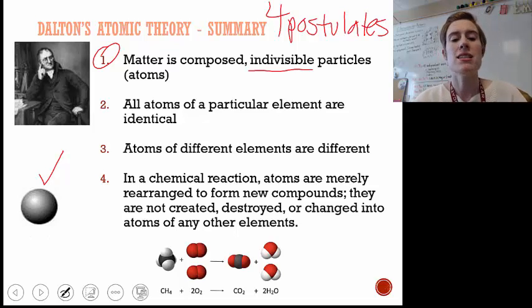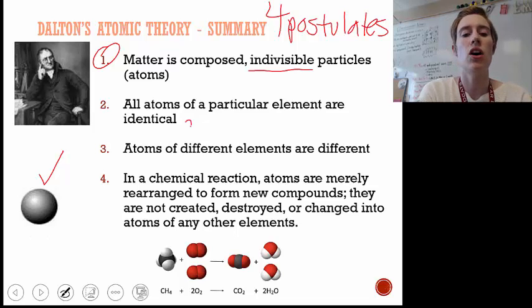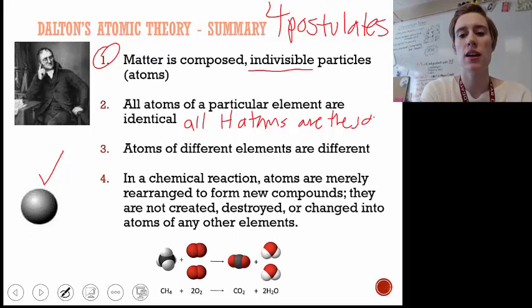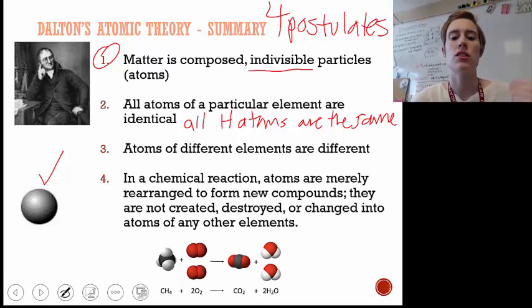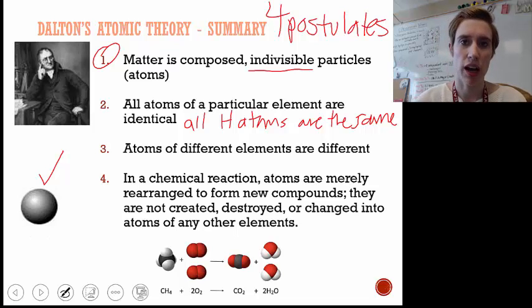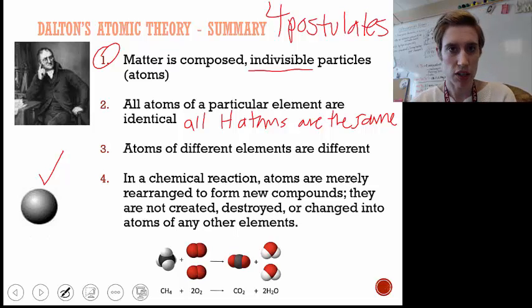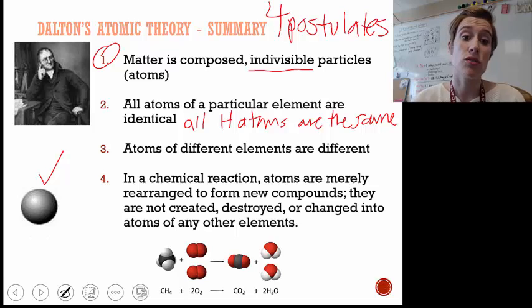Number 2, he said that all atoms of an element are identical. He said all hydrogens are the same. All carbons are the same. All phosphoruses are the same. Number 3, he said all atoms of different elements are different, which is implied from his number 2 postulate, right? If all atoms of the same element are the same, then all atoms of different elements are different. So anyway, those are 2 thoughts he had.